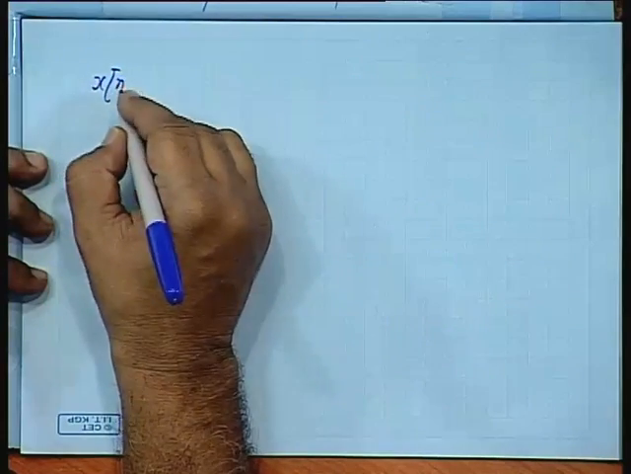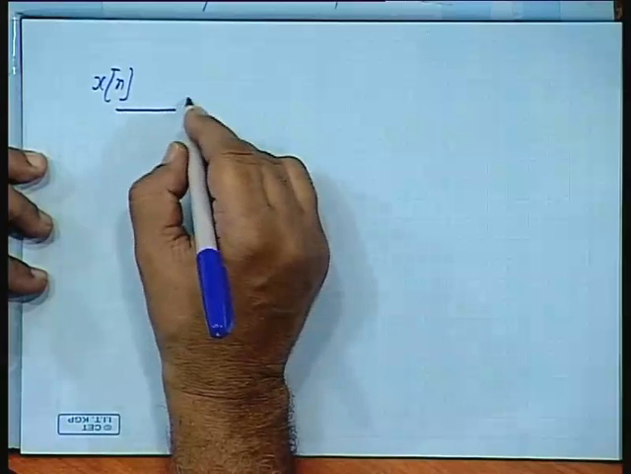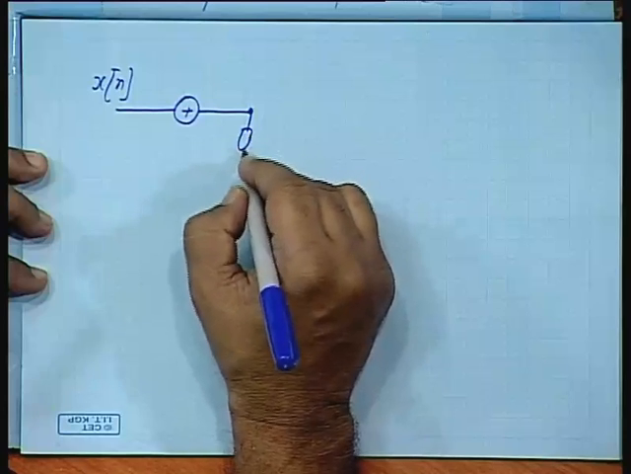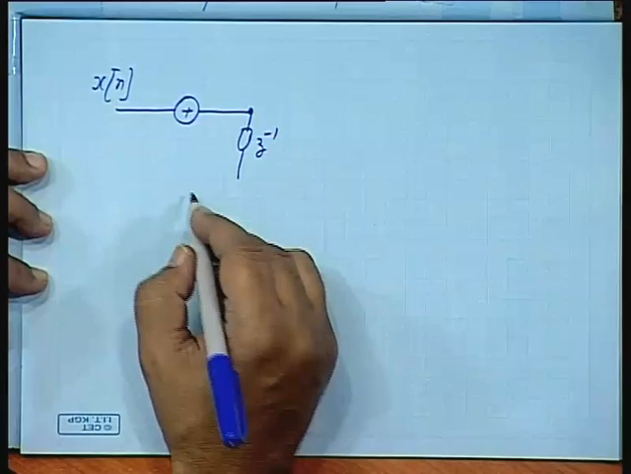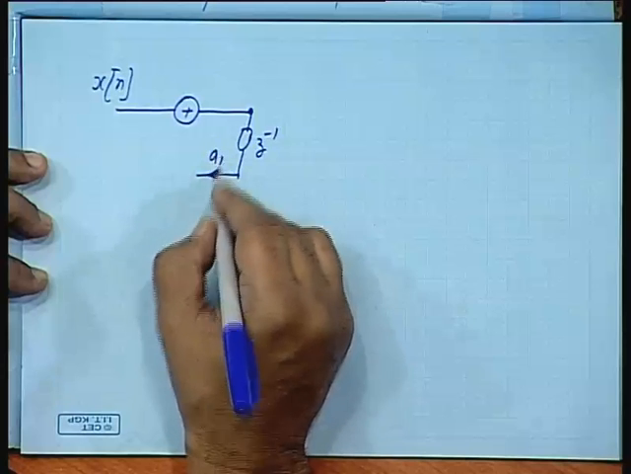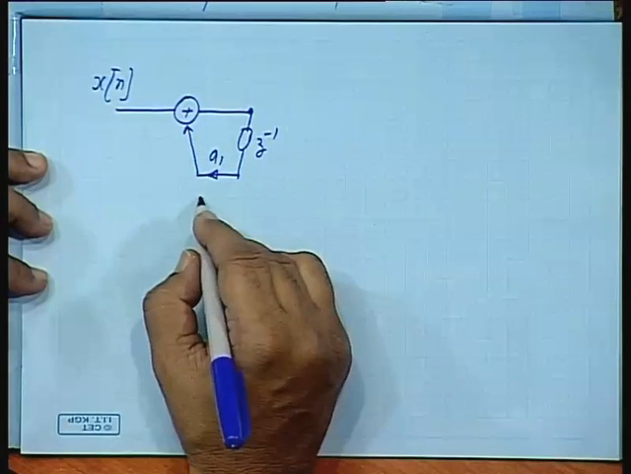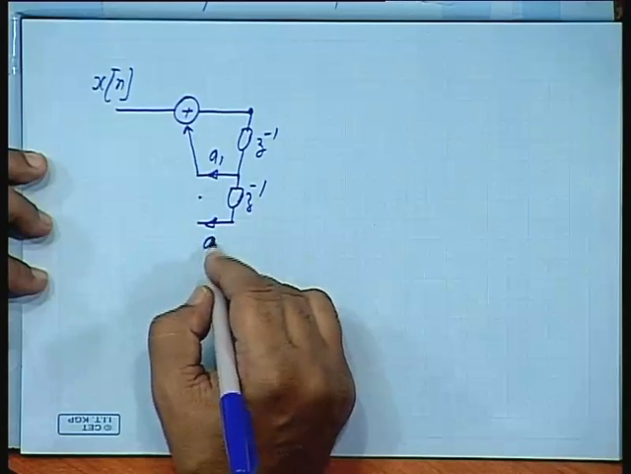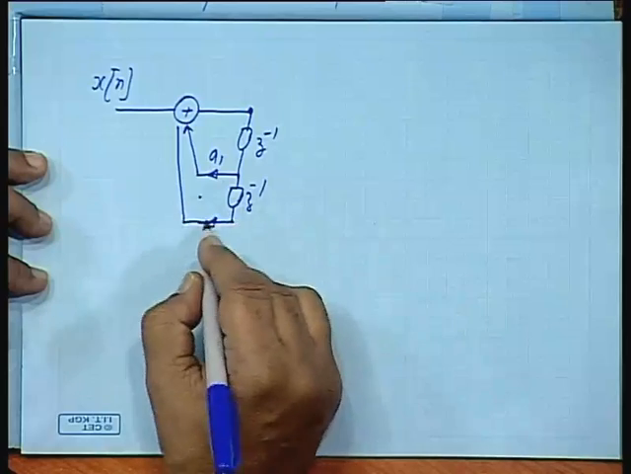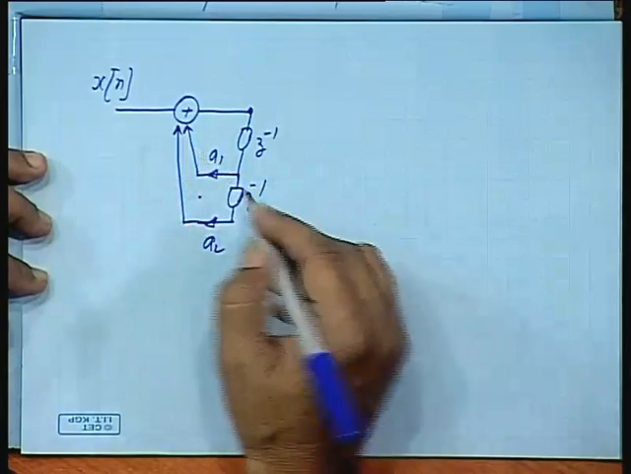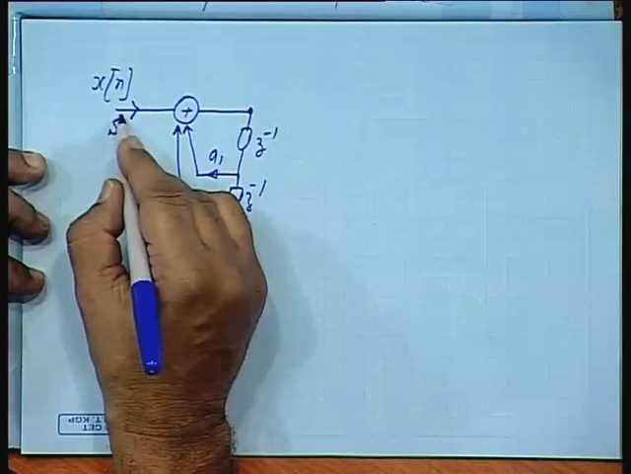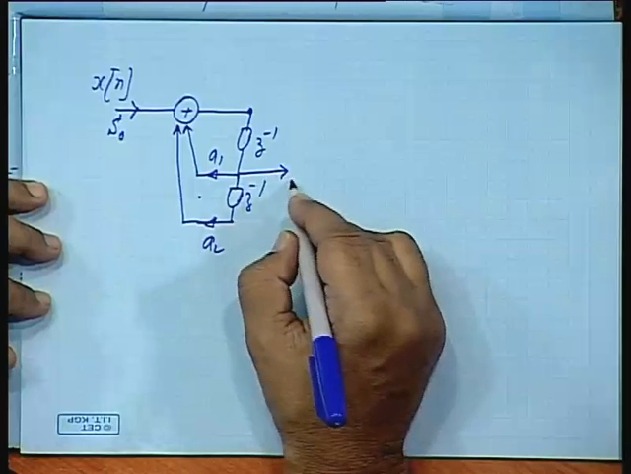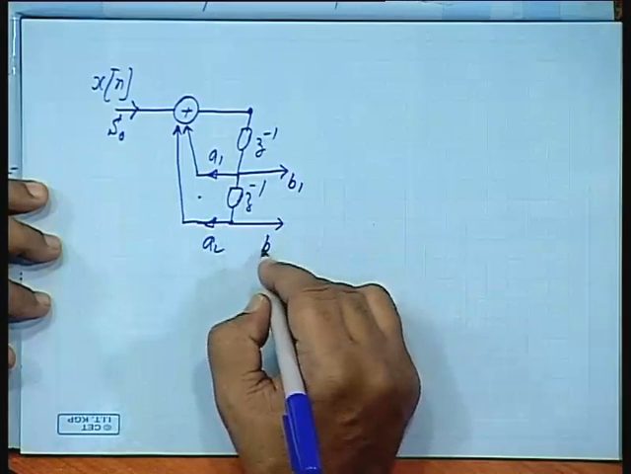So, x n, for example, if we have a second order filter, with A1, again Z inverse, A2. We multiply by a factor S naught. This is a scaling factor S naught. Here we have B1 and B2.